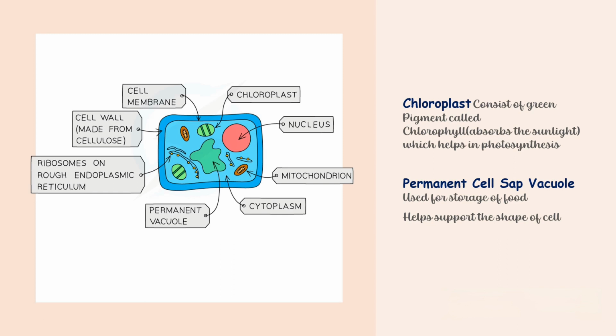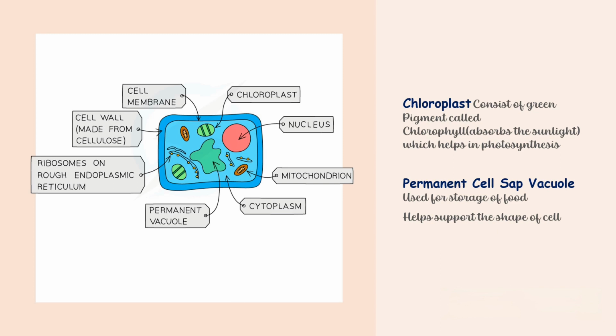Chloroplast. Chloroplasts are organelles responsible for photosynthesis, the process by which plants make their food using sunlight. Animal cells do not have chloroplasts, as they do not perform photosynthesis.